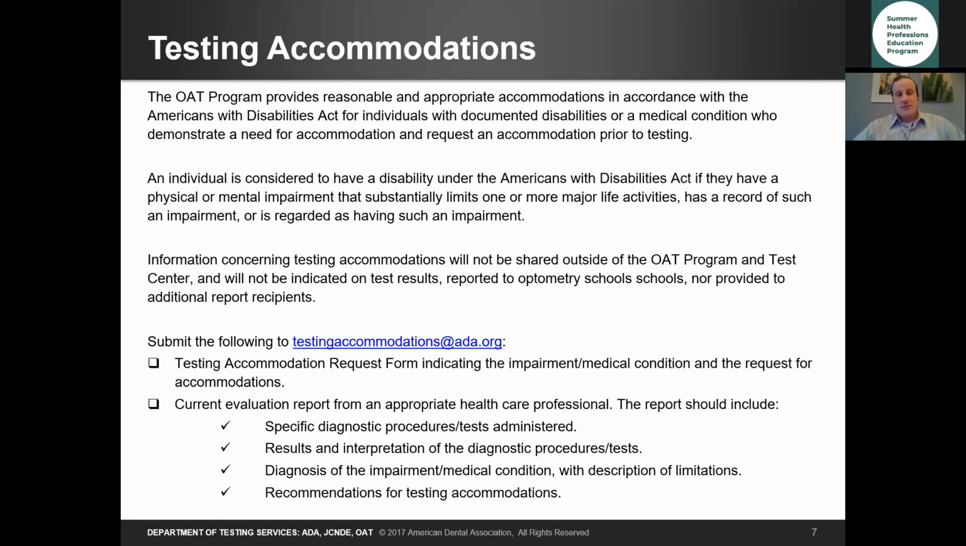The request form that you would use for requesting accommodations is on that website, ada.org/OAT, under apply to take the test. You would email that form along with the supporting documentation to testingaccommodations@ada.org. That email address is just the best point of contact for any questions that you would have in that regard.